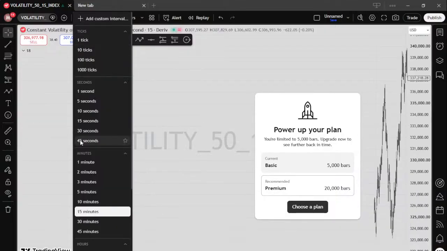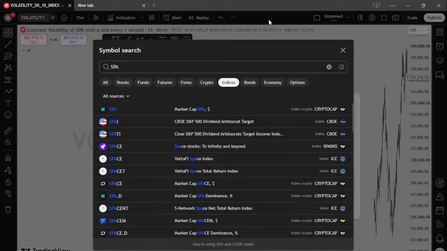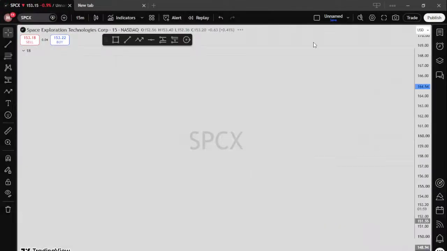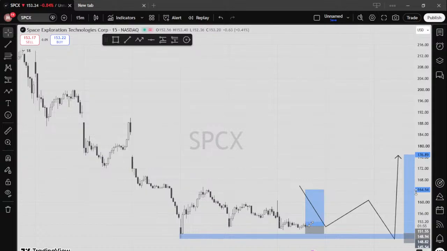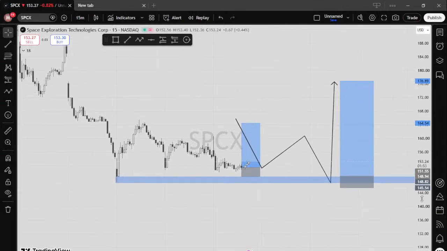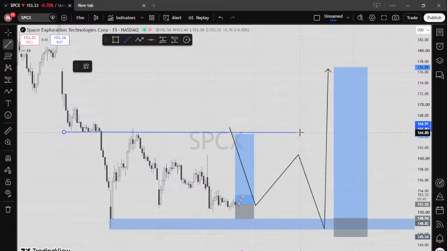Fuck man. Yeah, I made an analysis for SpaceX, and let's check if the analysis is playing out. So okay, yes, I'm already in profits. Yeah, this was my analysis. I was expecting market to go up into our zone, basically for a break of structure at this area.